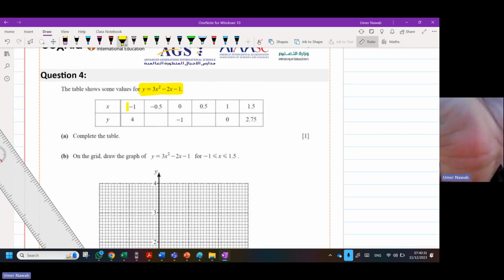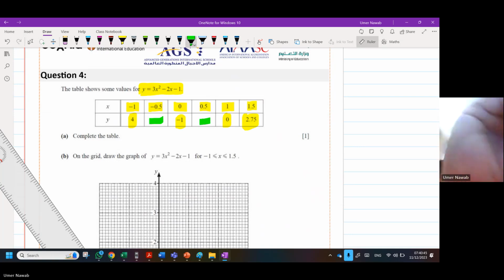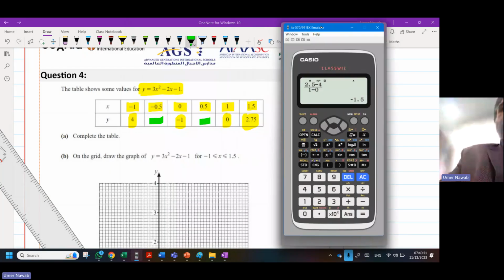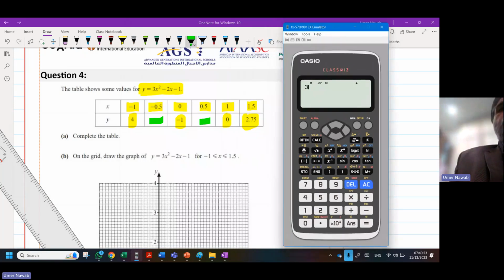Now, he has chosen some values of x. With regards to some values of x, values of y have already been found by the examiner. He left 2 spaces for you, and you need to fill it up. How? You just take out your calculator. On the screen, you need to type 3x squared minus 2x minus 1. Okay. Then press calc.